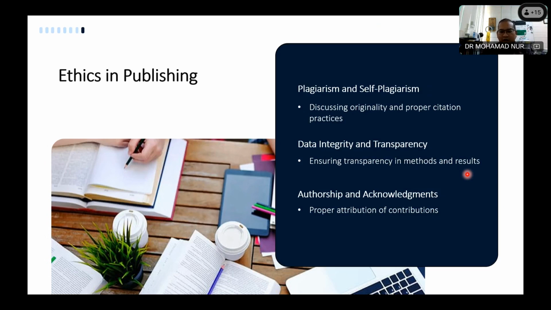The next one is authorship and acknowledgements. Properly attribute the contributions. As I said, anybody who contributes will get the merit. This is what I practice with anybody who wants to work with me, so please do like that. Please don't simply put a name into the article unless they have made a significant contribution to your project. Because sometimes everything needs papers.